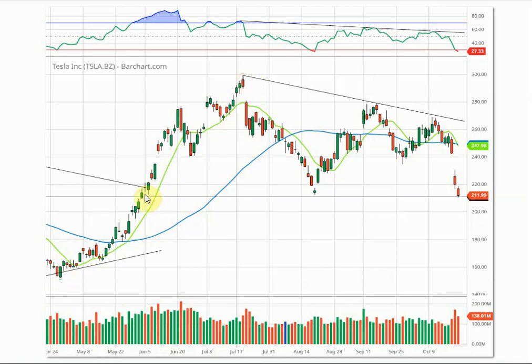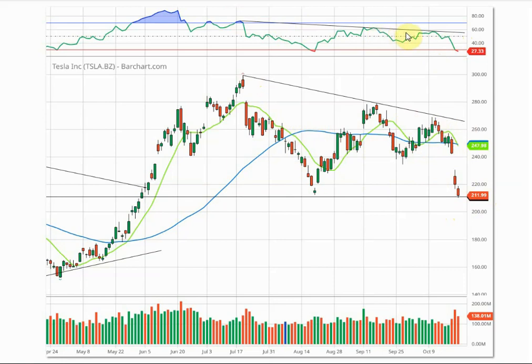Since June the 5th, it's basically been sideways to up here. We're now right back where it was, and we are now on support, 211, give or take, could be a dollar either way. But we're now on support. It is below the 10-day moving average and below the 50-day moving average. Not what you want to see.